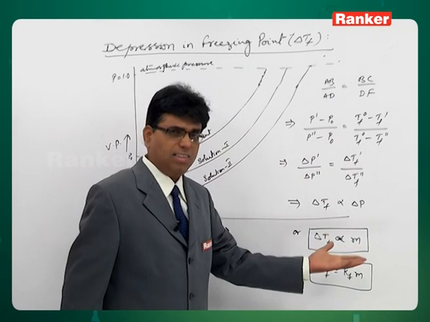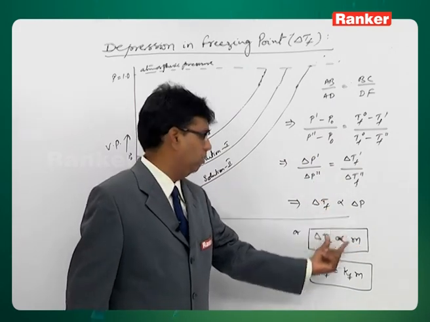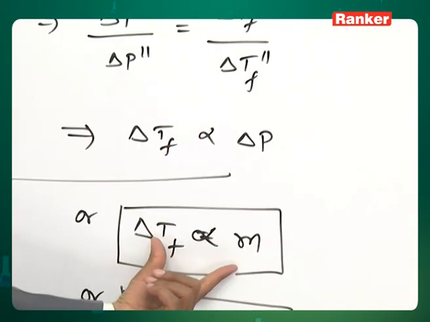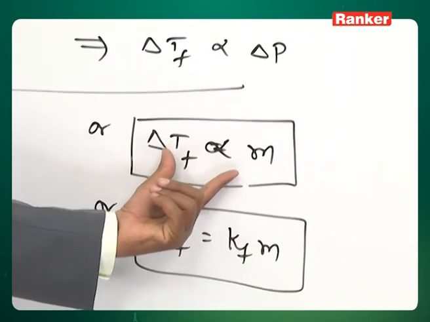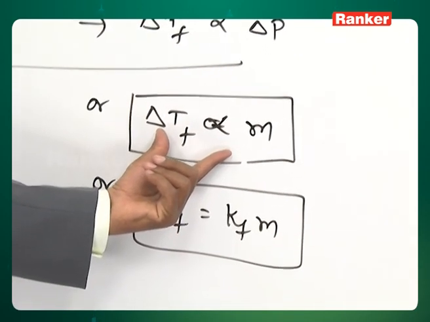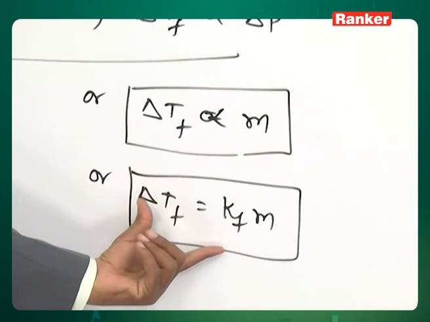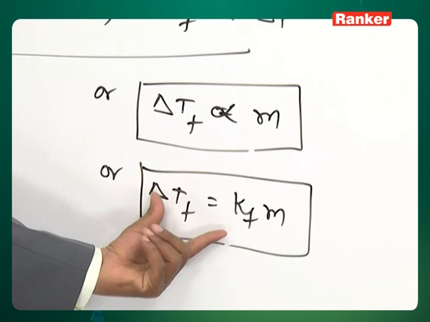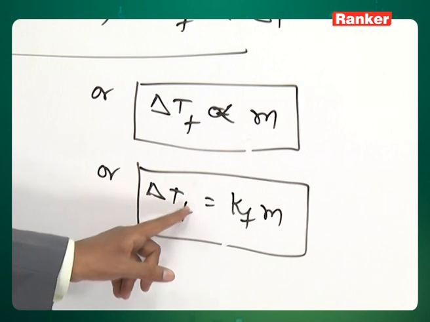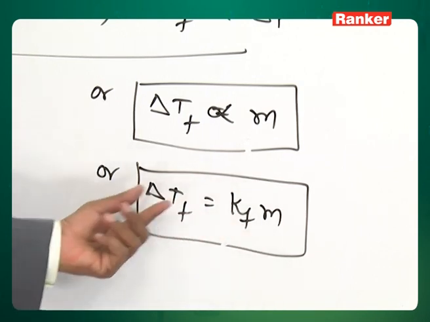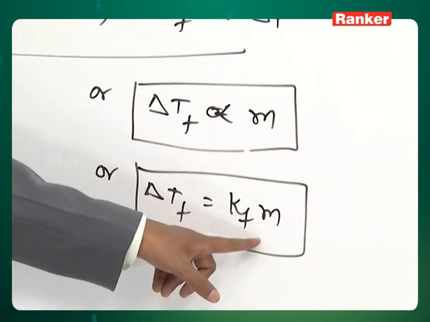And as in the case of elevation in boiling point, for the same similar kind of relation, we wrote that delta TB is proportional to molality. So, exactly again the same thing. Now, we can write that delta TF is proportional to molality. Delta TF is equal to KF into molality. In the case of elevation in boiling point, we wrote the equation as delta TB is equal to KB into molality. Now, we are writing for the freezing point depression as delta TF is equal to KF into molality.